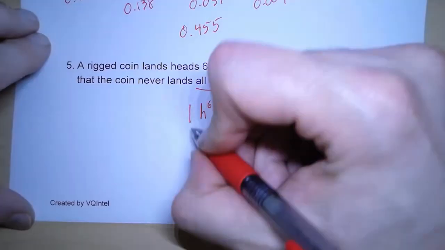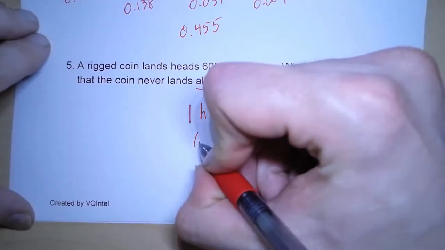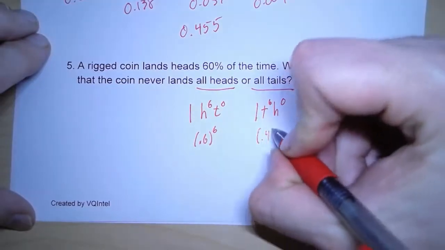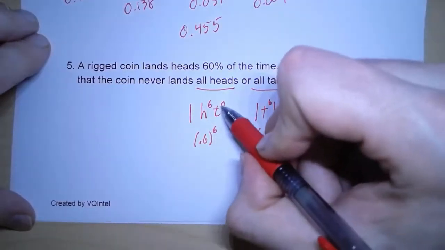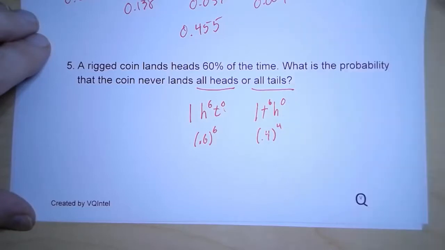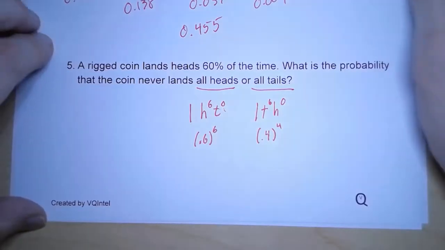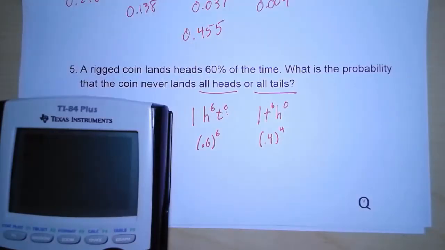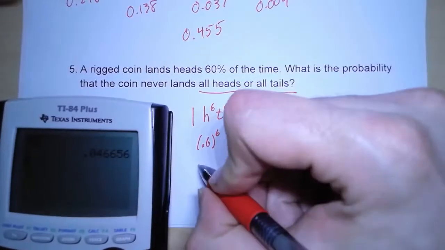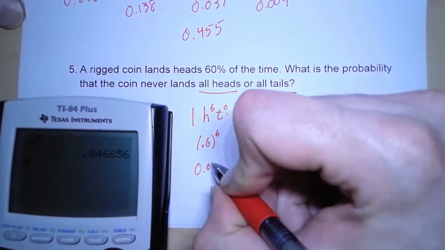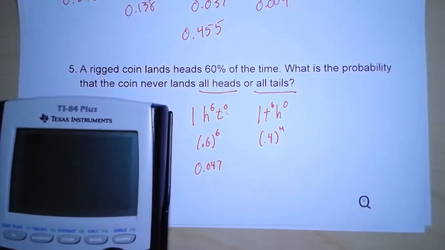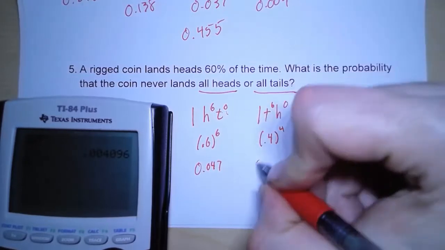So this is going to be 0.6 to the 6th. And this is going to be 0.4 to the 6th, because anything to the 0 power, whether it's t or h, is just going to be 1. So let's calculate those two terms. Again, these are the parts we don't want to count. So 0.047, and this is 0.004.